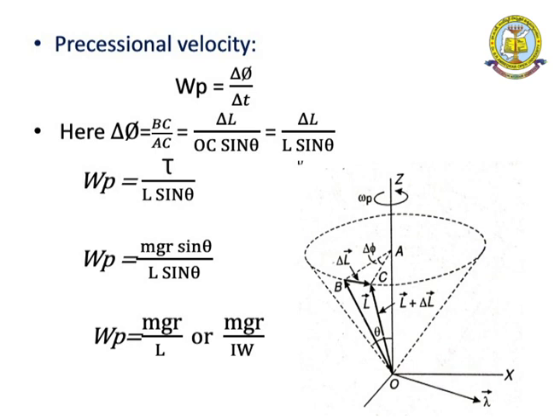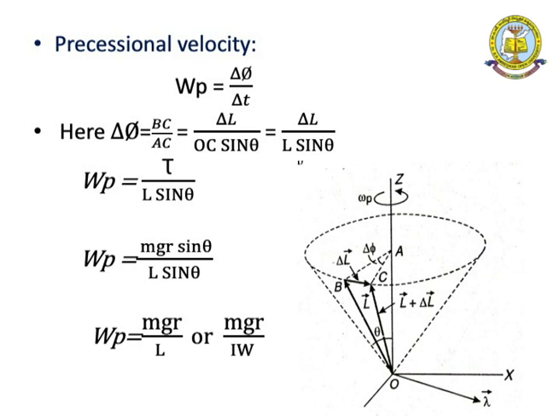Here BC is equal to del L, and sin theta is equal to AC by OC. So AC is equal to OC sin theta. Here OC is the L. So I can write del L by L sin theta.